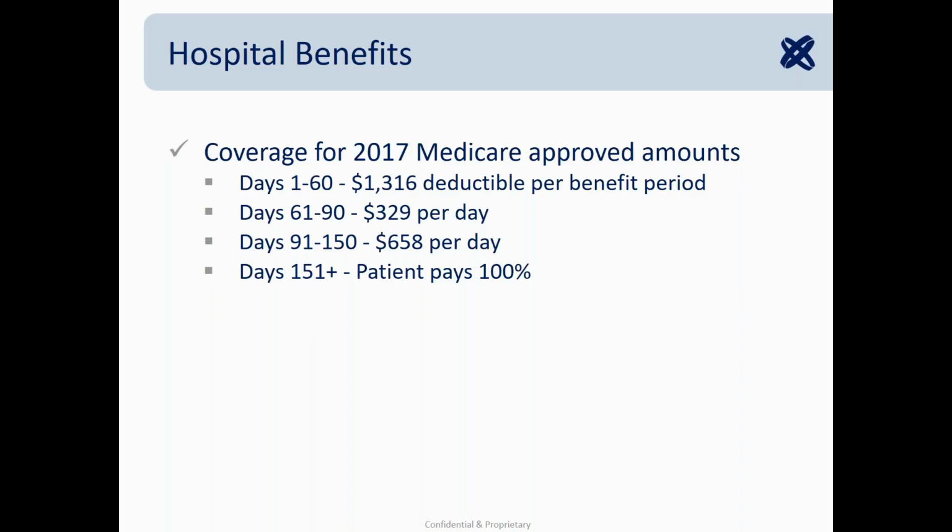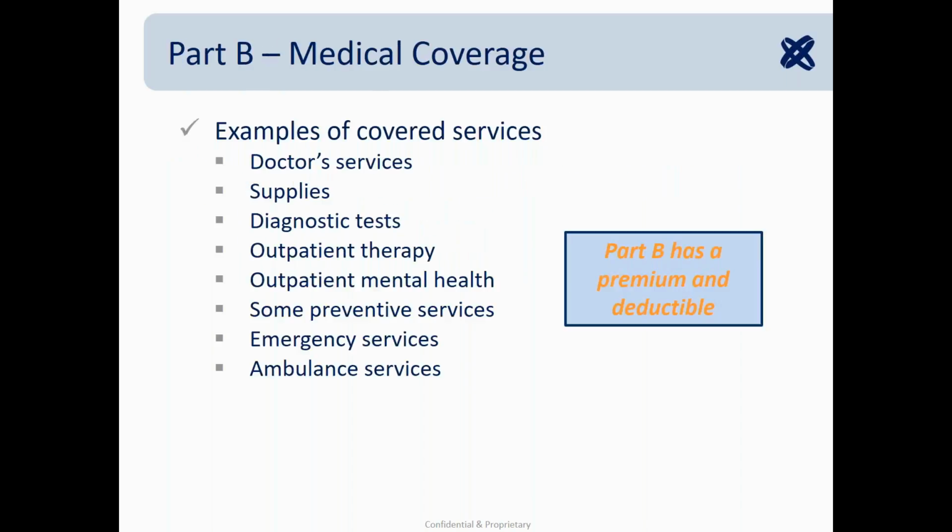If you're in the hospital from 91 to 150 days, Medicare pays everything but $658 per day. If you're in the hospital for more than 151 days, the patient would have to pay 100% of all hospital costs.